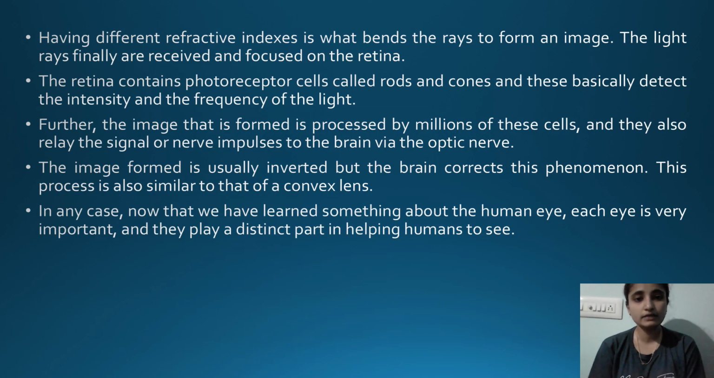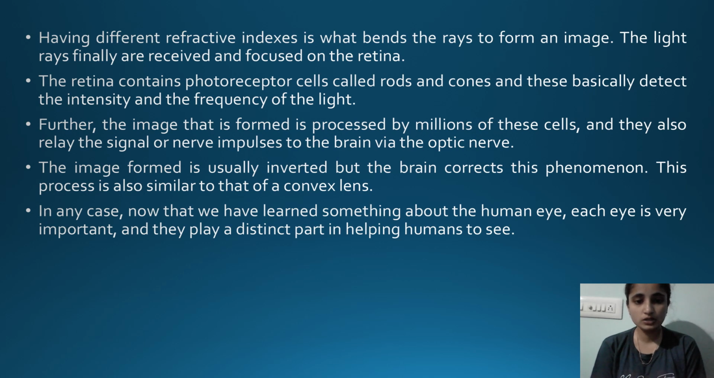Having different refractive indices is what bends the rays to form an image. The light rays finally are received and focused on the retina. The retina contains photoreceptor cells called rods and cones, which detect the intensity and the frequency of the light. Further, the image is processed by millions of these cells, and they also relay the signal or nerve impulses to the brain via the optic nerve.